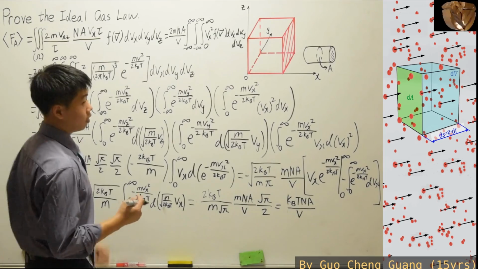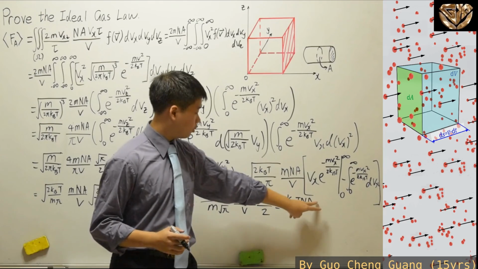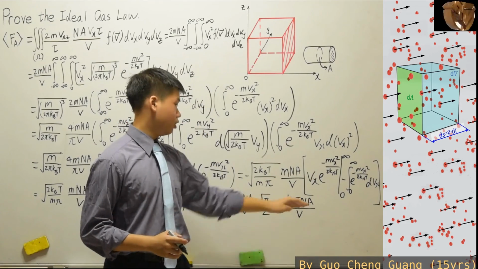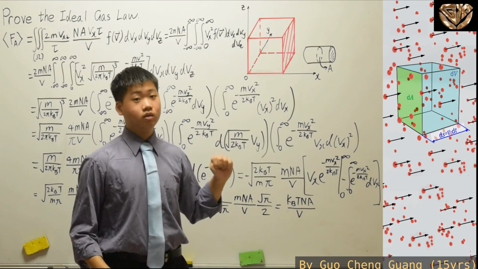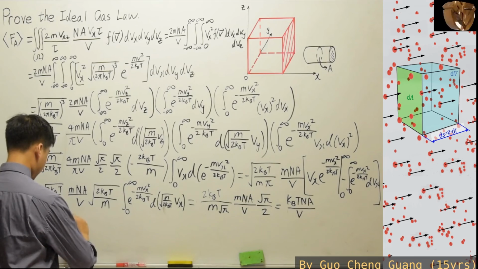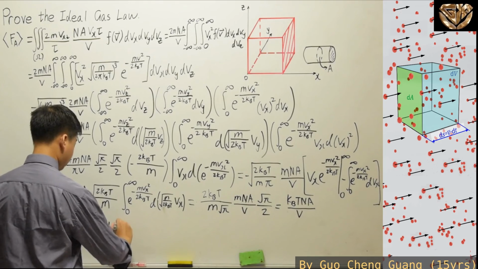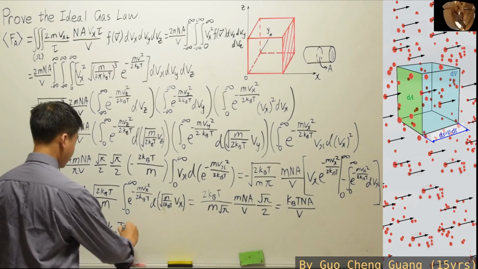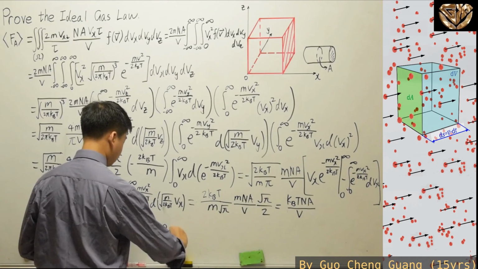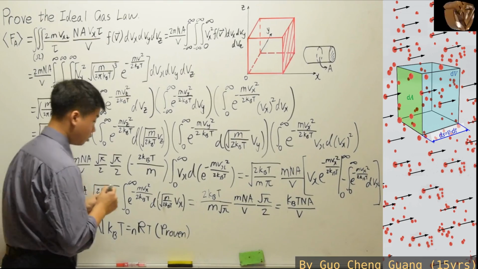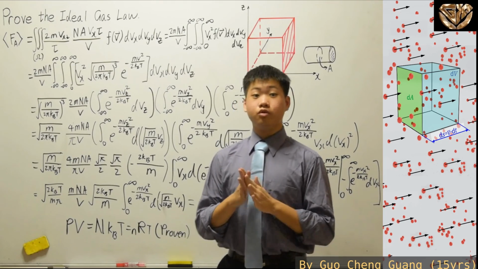Now how can we change this thing? Now F, pressure, is force divided by area. So that means F, you just divide this A to the other side to find what you need, which is your pressure. And you multiply the V to the other side, so it becomes PV equals NkBT. And NkBT is actually just nRT. So this is proven.